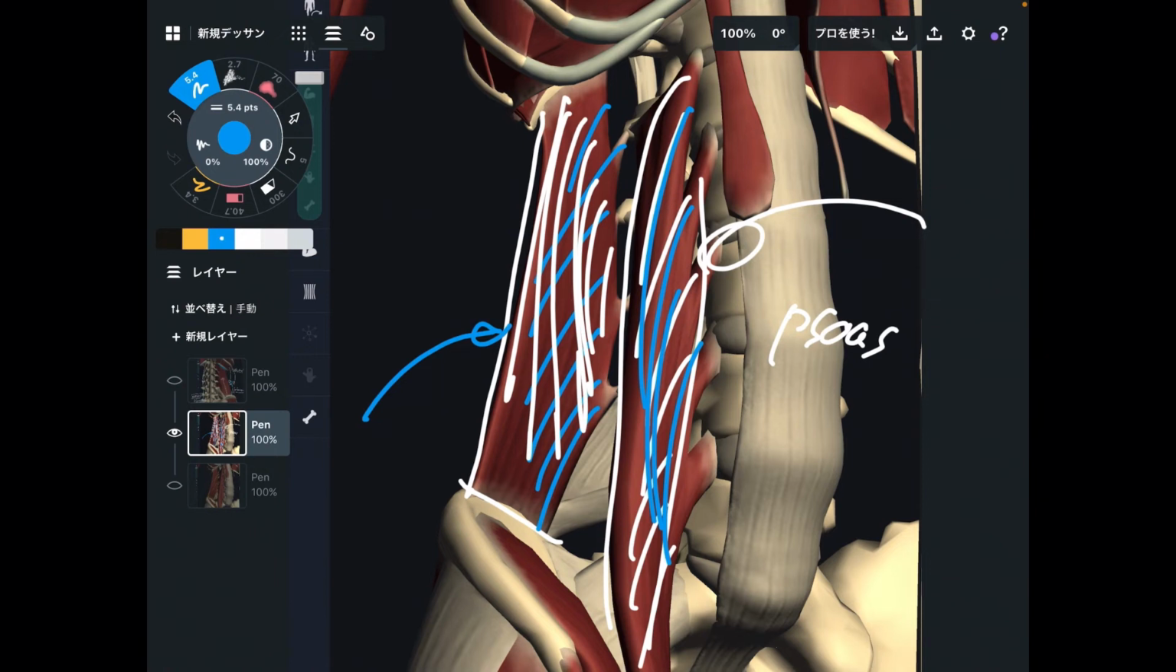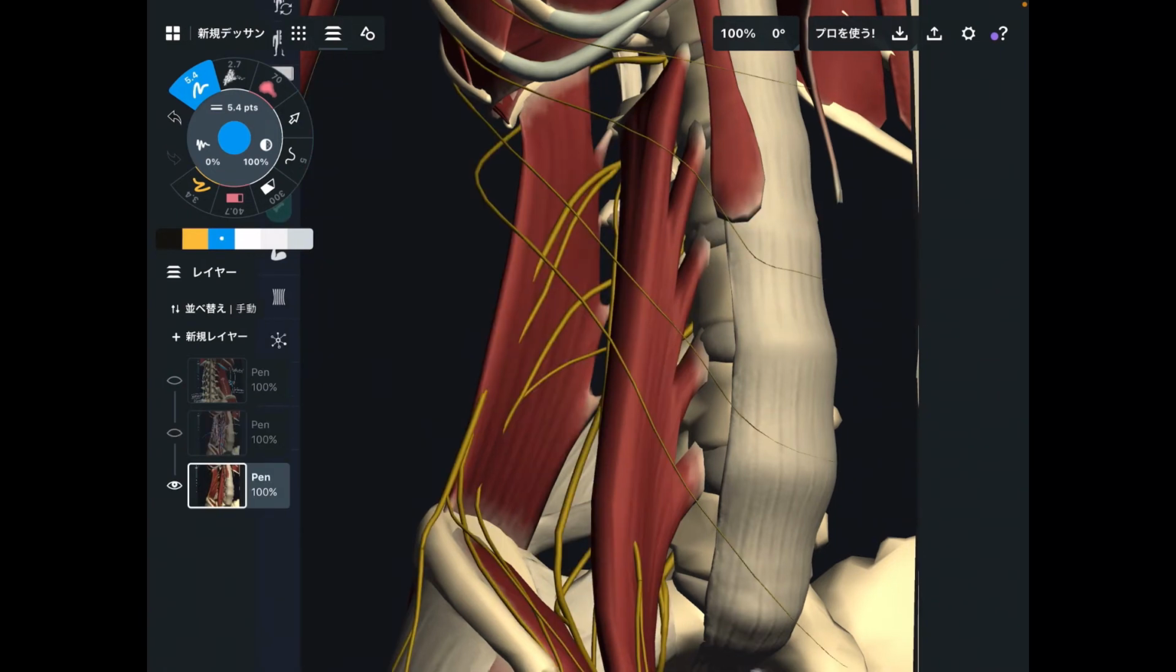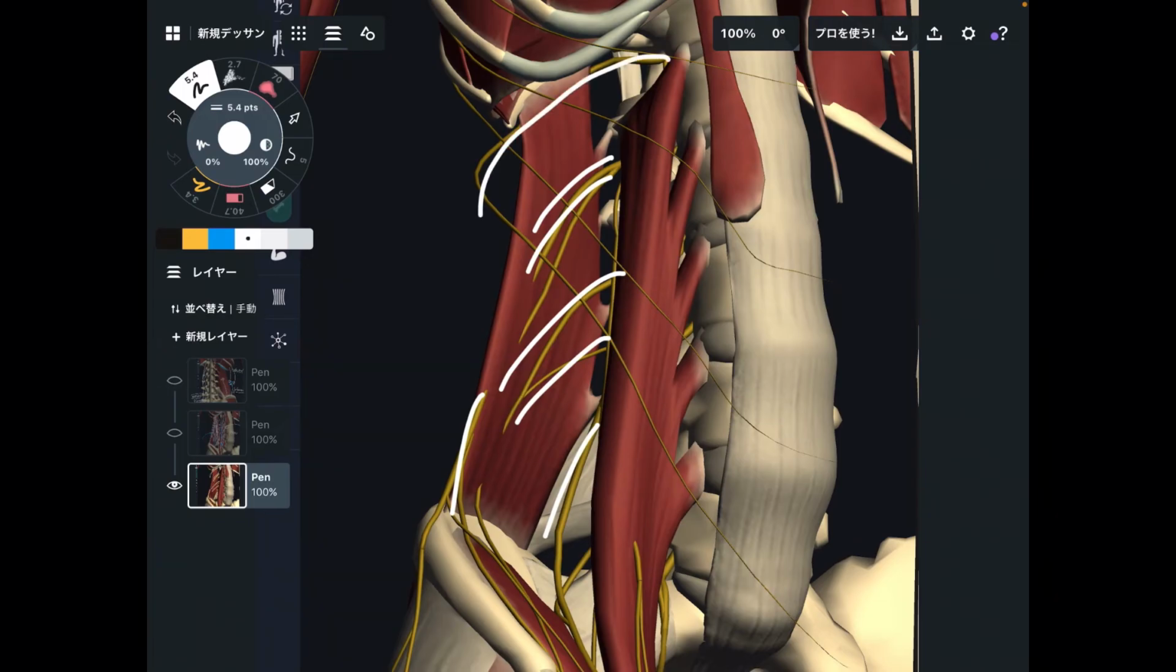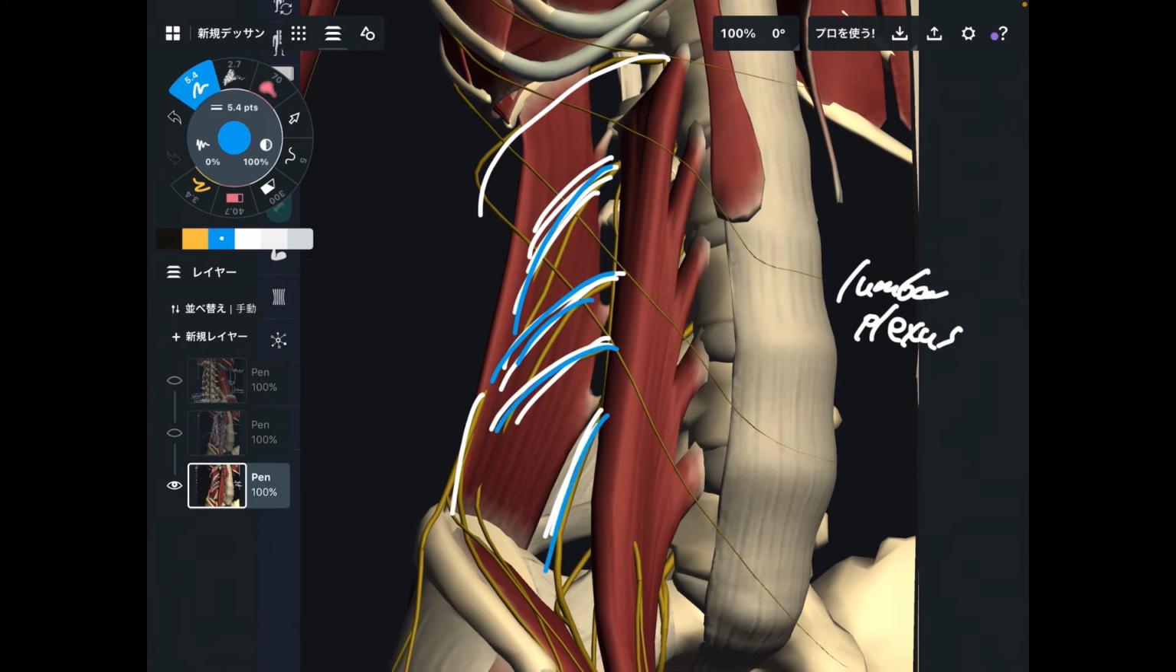Because they are so close to each other, there's more important relationship. You see new tissues. You see many nervous tissues, bundle of nervous tissues. This nervous tissue is lumbar plexus. Plexus means bundle of nerves. See, lumbar plexus runs posterior to psoas and anterior to quadratus lumborum. That means lumbar plexus run between psoas and quadratus lumborum. It's like a sandwich between psoas and quadratus lumborum.